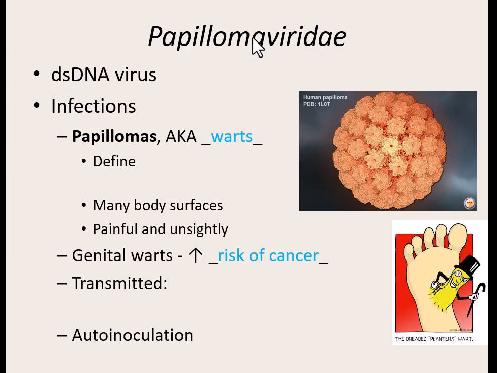If I had a wart on my finger and I started touching other parts of my body, I can be spreading that virus to other parts of the body, and I can end up with warts anywhere I'm touching. So you're inoculating yourself in other areas by touching that wart to other areas as well.